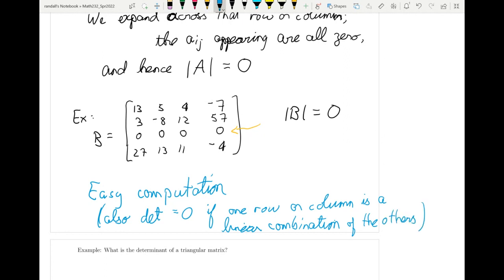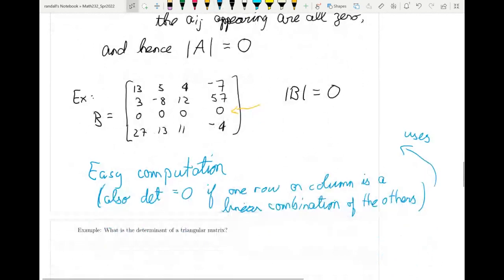Okay, so that's another feature. If you knew that fact, then you could immediately say the determinant is 0. And the reason I say that here is because this statement uses this exact statement up here, that if there's a 0 row or column, the determinant is 0. Because think about this: if a row or column is a linear combination of the others, you can make that row 0 by using that linear combination. So you can create a 0 row out of it. And then from that, it follows that the determinant is 0.